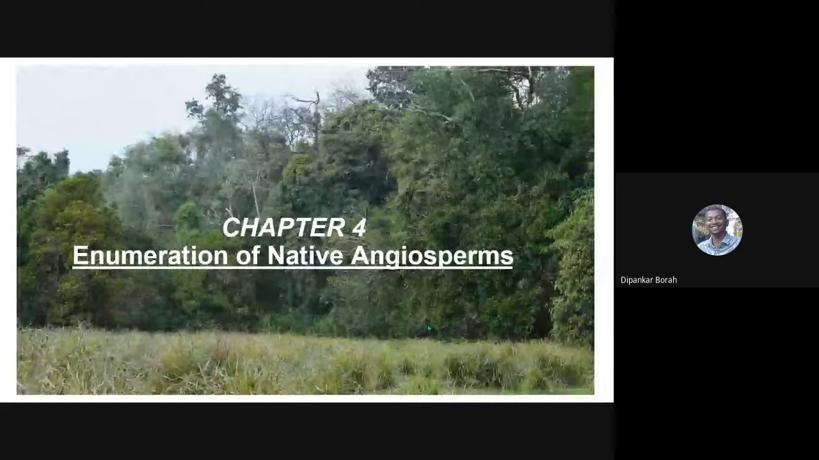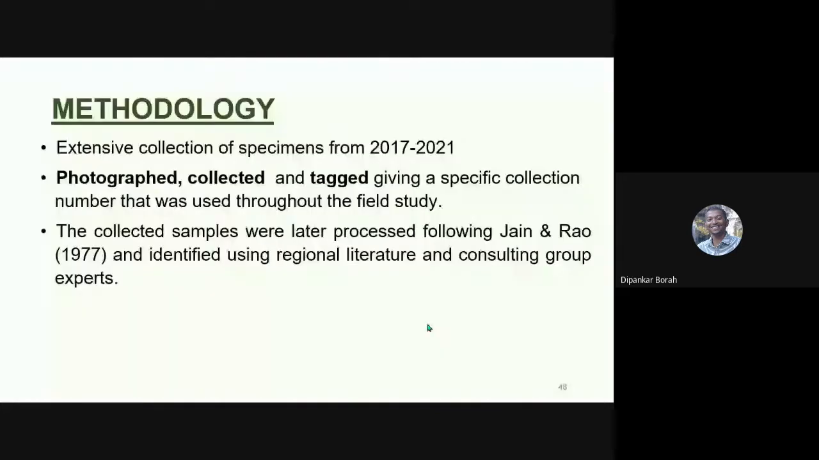Chapter 4 is the enumeration of the native angiosperms. Extensive collection was done. The plants were then photographed, collected, and tagged, giving a specific collection number. The collected samples were then processed following Jain and Rao 1977.